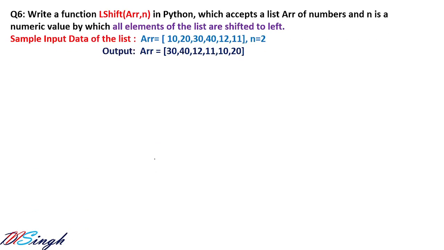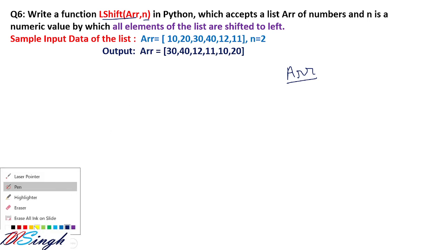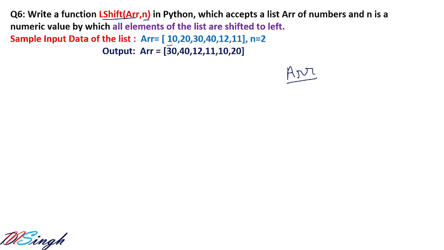Next question. Write a function Lshift which takes two arguments, ARR and N. So what is an array? ARR in Python. If your list contains similar data type objects inside it, then it is called an array. You can see here in this list all are integers. That's why we are calling it an array. So array is nothing but a list where all the elements are of the same type. They all are integers. In Python, ARR accepts the list of numbers, and N is the numeric value by which all elements of the list are shifted to the left.